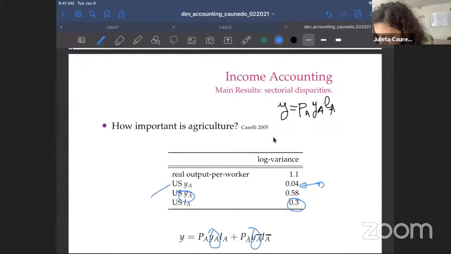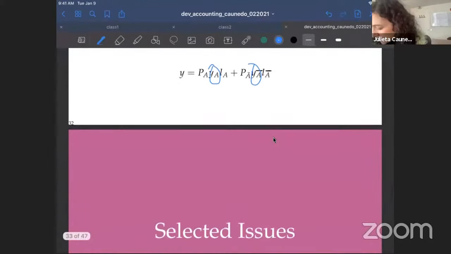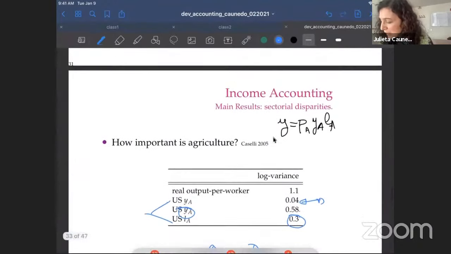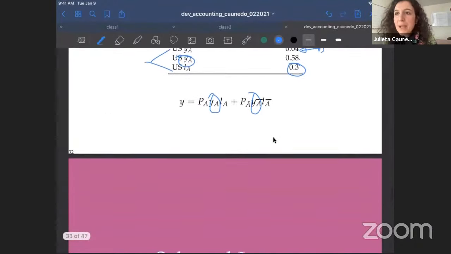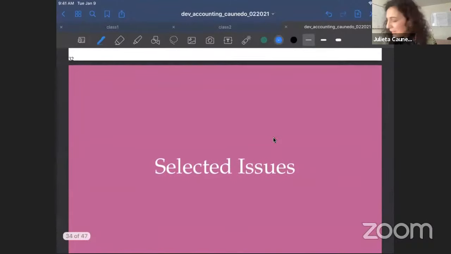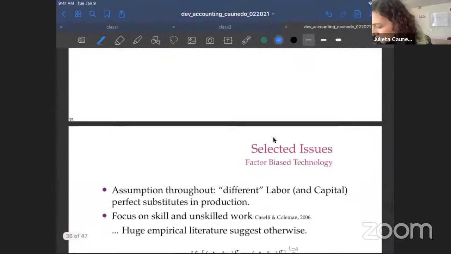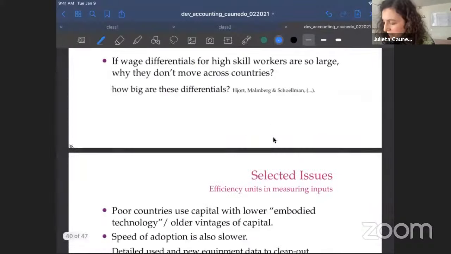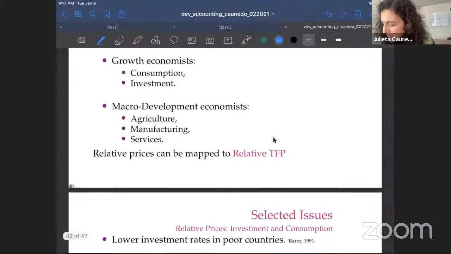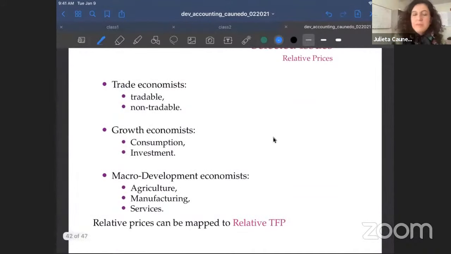So these two components, the labor share in agriculture and the output in agriculture, seem to be key drivers of income disparities across countries. Okay? And that's why there has been a lot of research on this issue. Now, because I spoke too much, or maybe I was awfully optimistic on how much I could discuss, let me just leave you with the following thought.